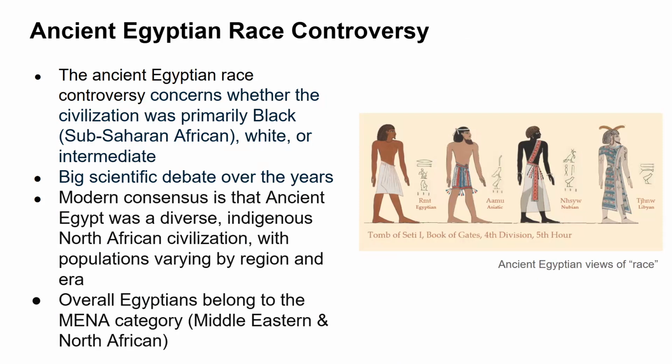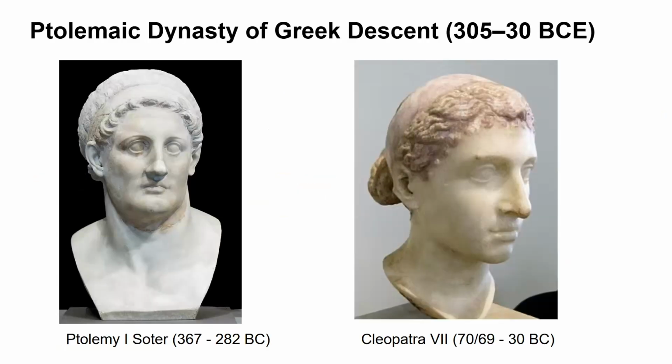And now the modern scientific consensus is that ancient Egypt was, of course, a diverse indigenous civilization, and the populations varied by region and era. But overall, Egyptians belong to the MENA category, Middle East and North Africa. On top of that, we can look at all these different dynasties. For example, we had the Ptolemaic Greeks. They were of Greek descent. So you had, for example, Ptolemy Soter. They were Greek. Cleopatra was Greek.